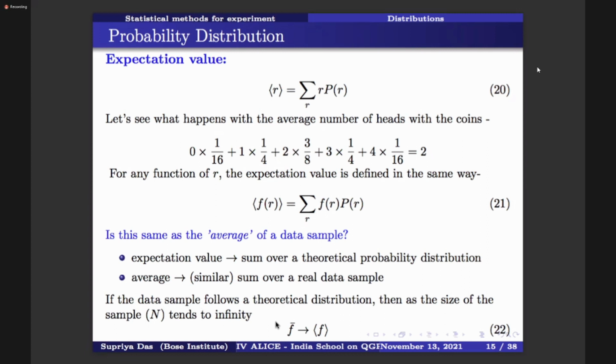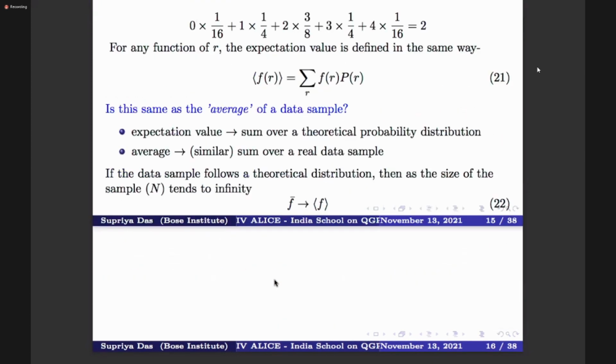interchange this, okay? Or you can say the expectation, you stop calling it an expectation value, you start calling it an average or mean, okay? So you can do this only when you have a very large number, infinitesimally large number of data samples, okay? In that case, you don't call it expectation value anymore, you start calling it the mean or the average.